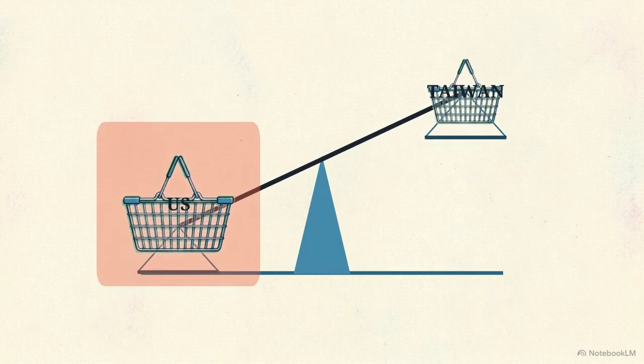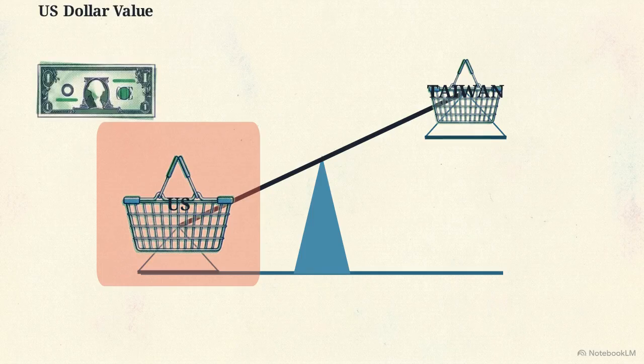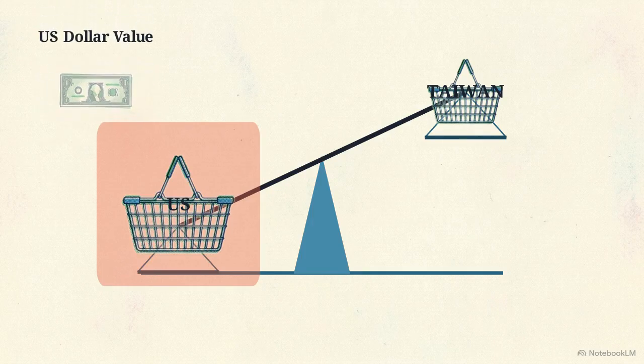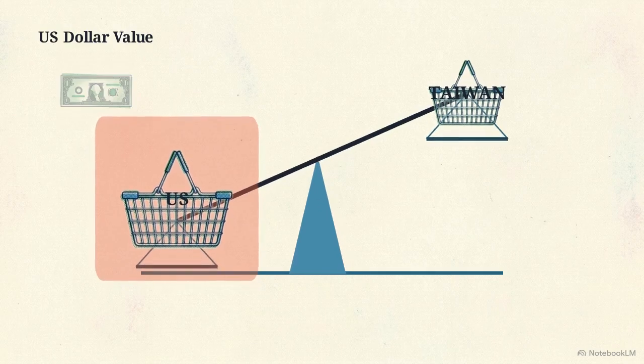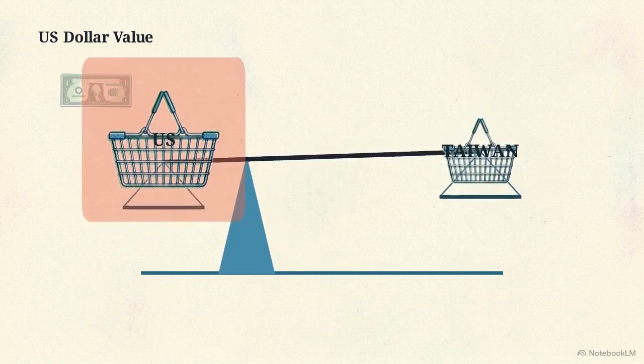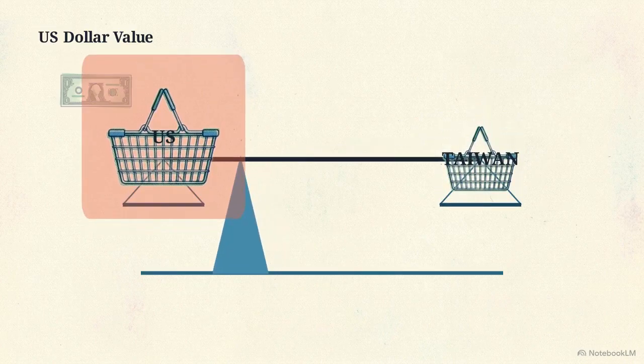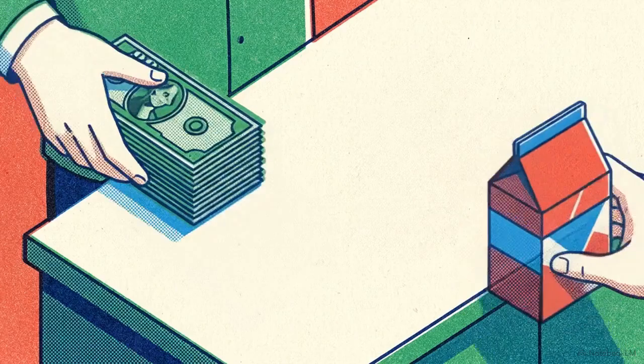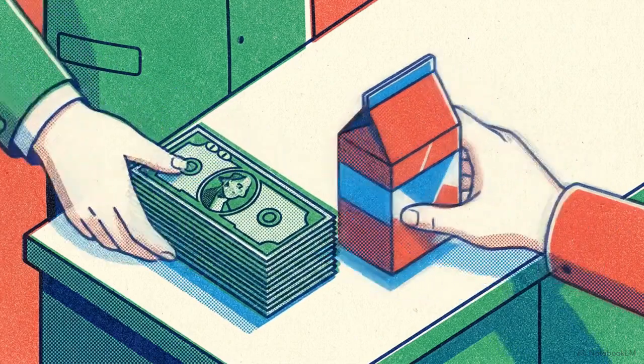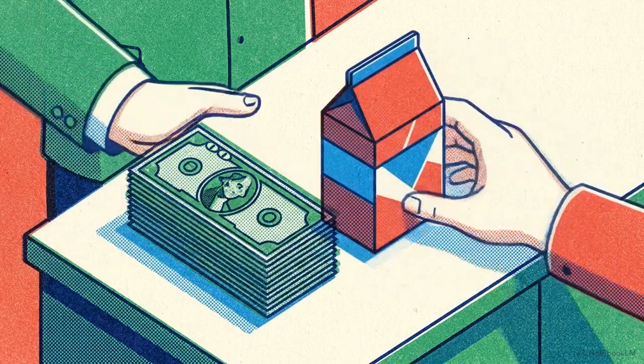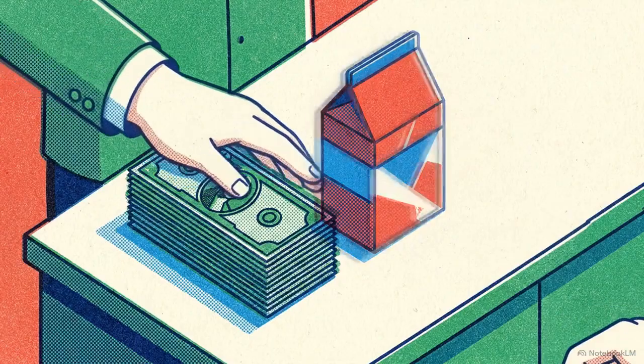Because everyday items in the US are now more expensive, that US shopping basket gets heavier. It loses its balance against the stable Taiwan basket. To restore purchasing power parity, the scale has to adjust. The US dollar must lose value, or depreciate, against the new Taiwan dollar. Printing excess money weakens a country's currency on the global stage, simply because it destroys local purchasing power.